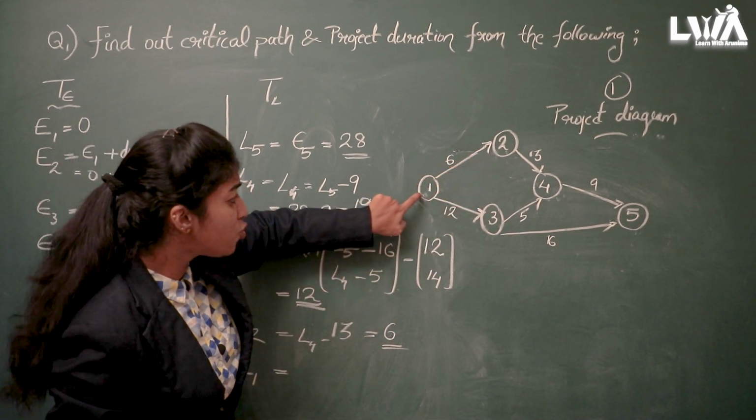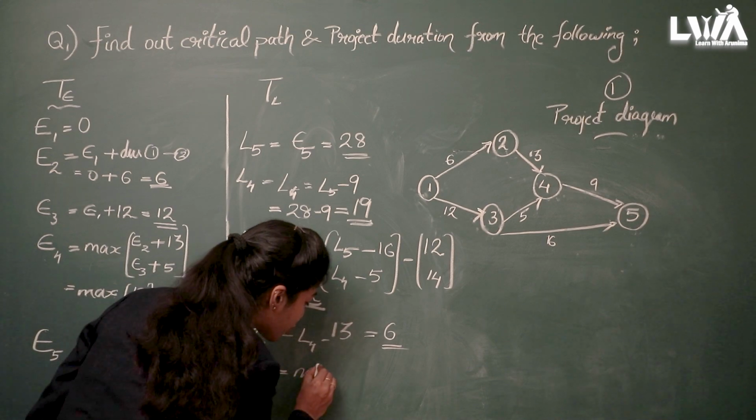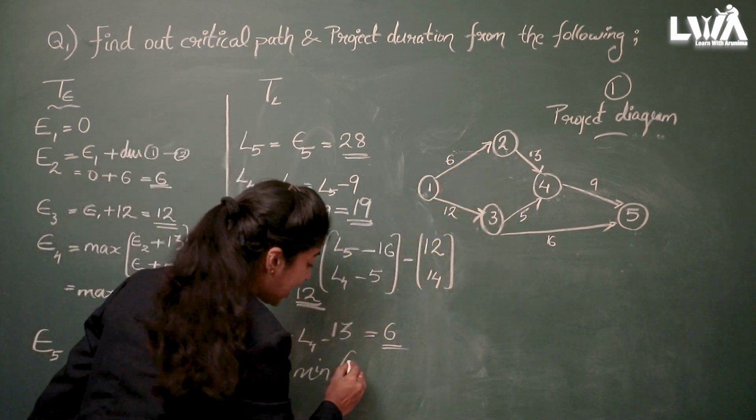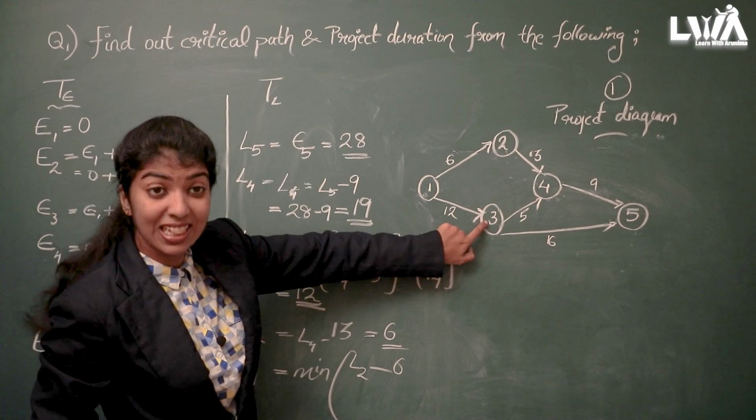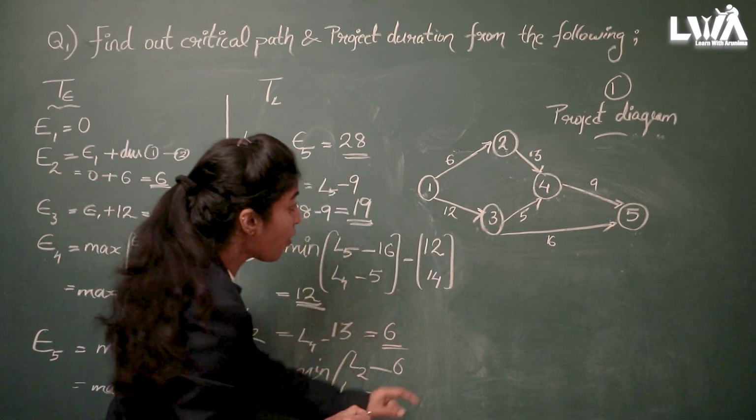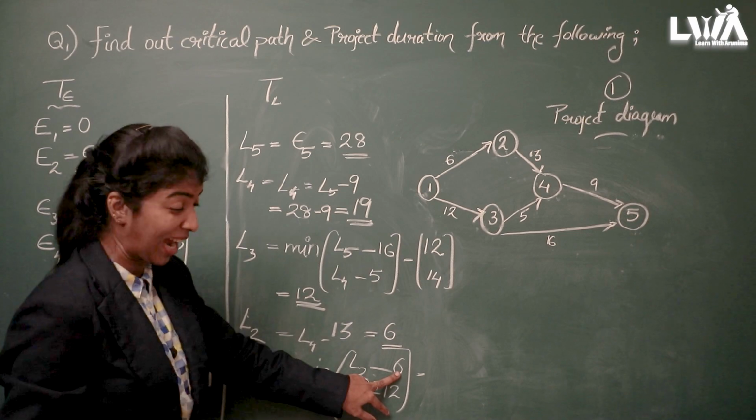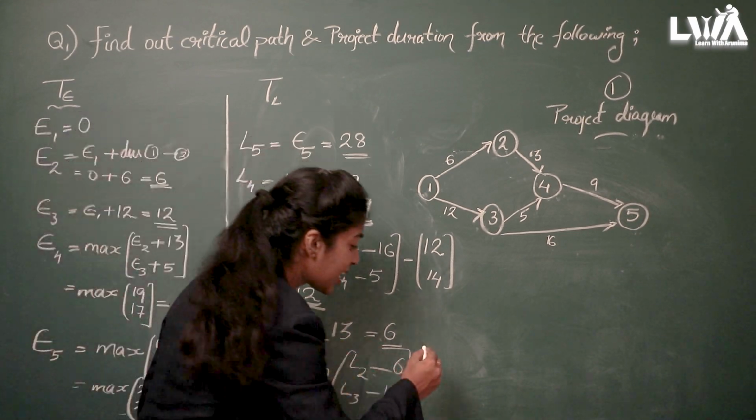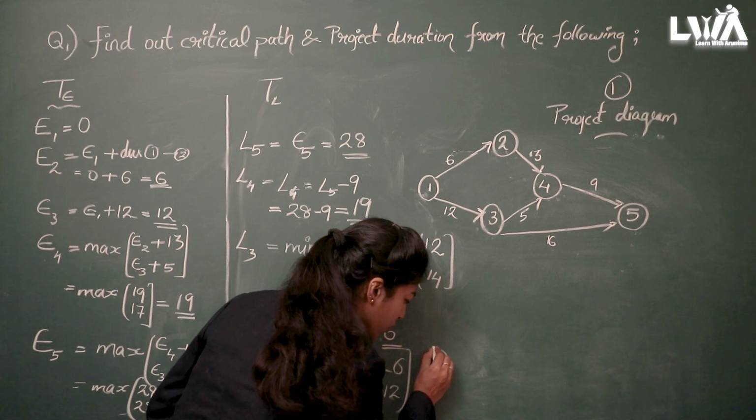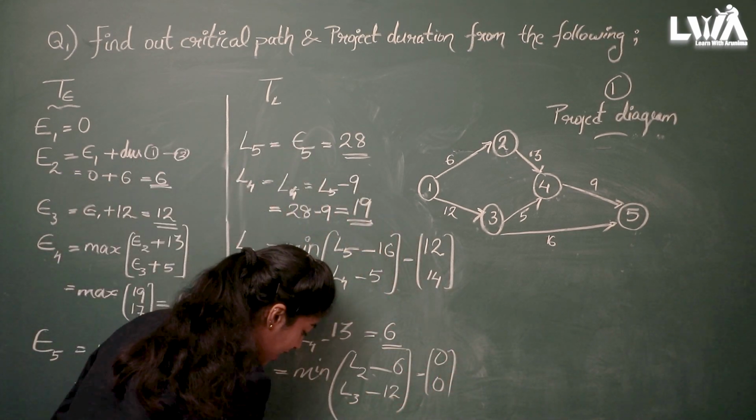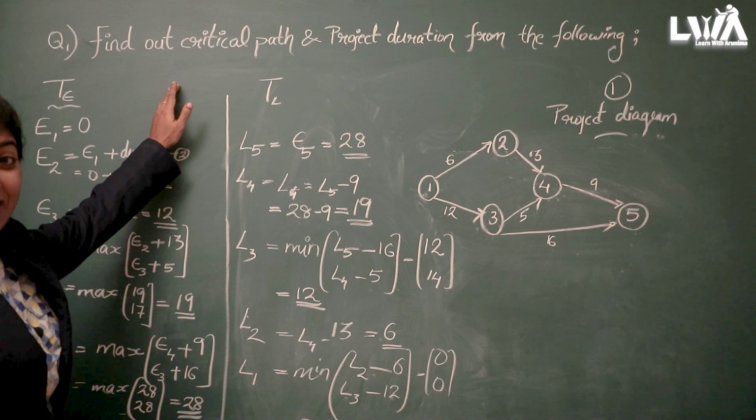Next, L1. In this case also, two paths are there, from 2 to 1 and from 3 to 1. So here also we apply the formula minimum of L2 minus the duration from 2 to 1, that is 6, and L3 minus the duration of 3 to 1, that is 12. L2 is 6, 6 minus 6 is 0. L3 is 12, 12 minus 12 is also 0. So the minimum of 0 and 0 is obviously 0. L1 is 0.